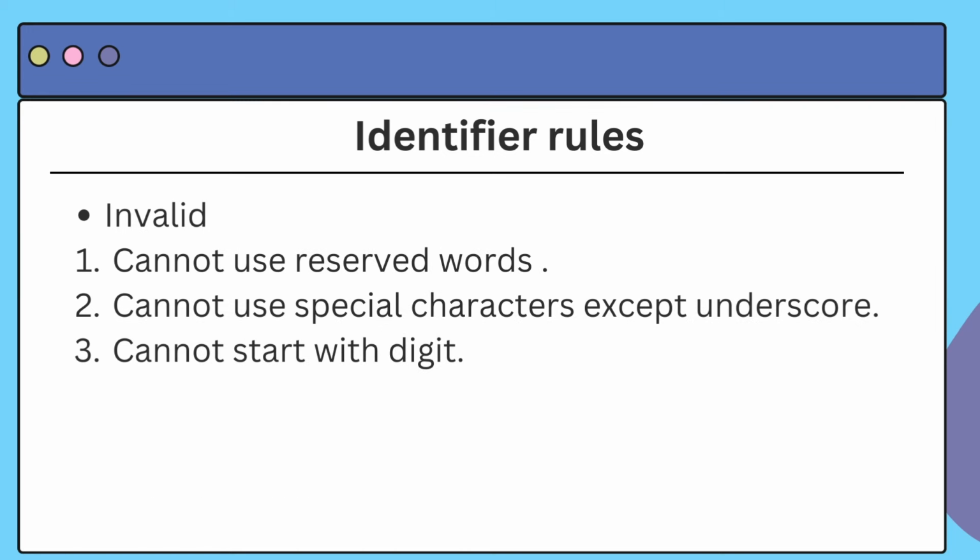So now let us look at the invalid identifier rules. The first one is we cannot use reserved keywords, and we will see them in our next slides. The second one is we cannot use special characters in our identifier name except for the underscore. And the third one is your identifier cannot start with a digit. So now let us see them all in action.